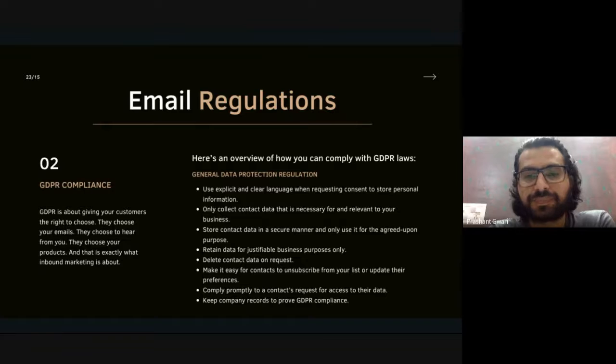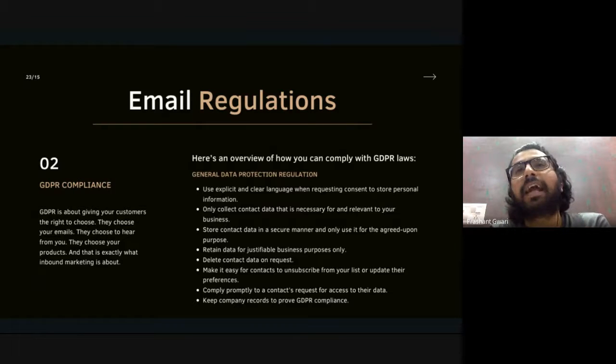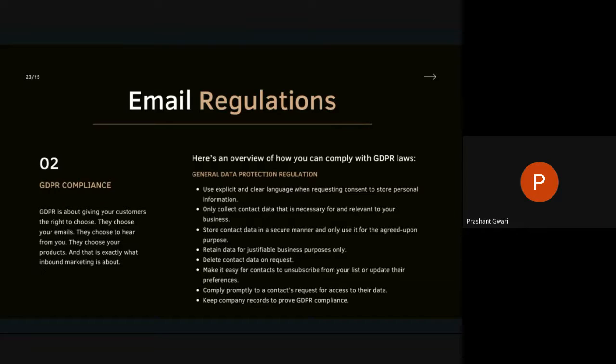Number one, use clear language when requesting consent to store personal information. When we are adding a subscribe now form on our email ID, or a contact form to generate leads on our blogs, we have to use clear language like name, email ID, phone number, or why we require this information, something like to receive newsletters from our company, or to receive a coupon code, or to receive a free webinar or ebook. That kind of clear language you have to use when you are asking for personal information from someone.